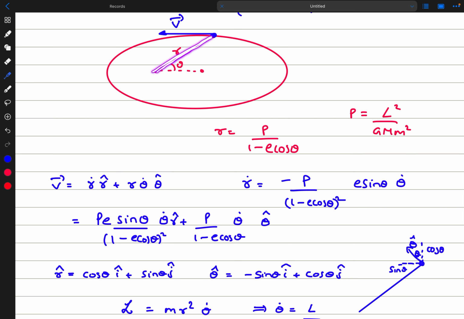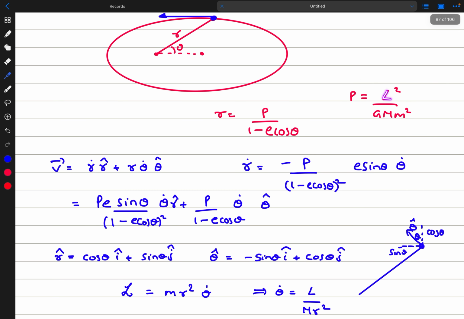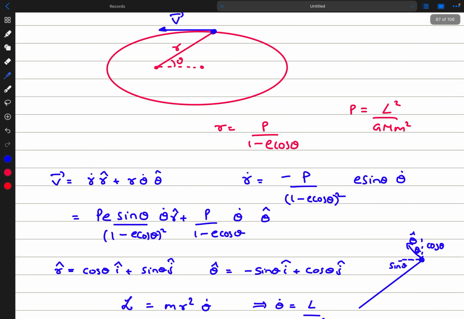So this is the distance r, this is the angle theta, and if you vary r and theta, you can cover all the points on the ellipse. And the equation is going to be this particular one. And this constant p is this one, where L is the angular momentum of the particle with respect to the origin. Now as we are interested in the velocity vector, because ultimately we want to draw the hodograph, we need Vy and Vx.